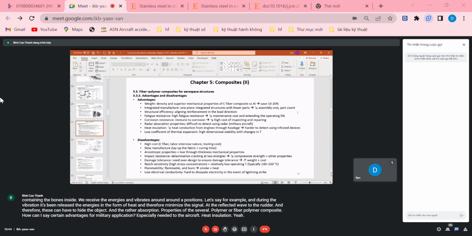Heat insulation. It's quite difficult to discuss the polymer acting like a heat insulation, right? But to a certain extent, several kinds of fiber polymer composite can help to reduce the heat conduction from the engine through the fuselage. So it helps to be harder to detect by using infrared devices.